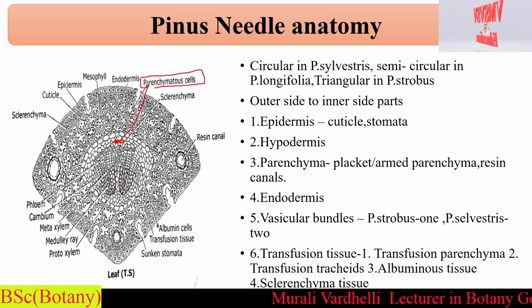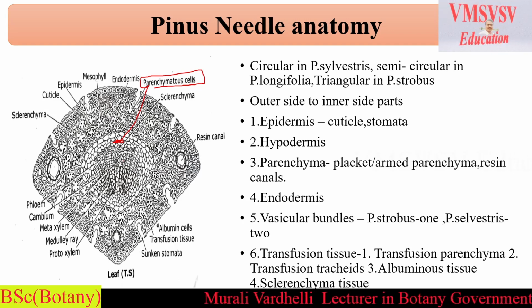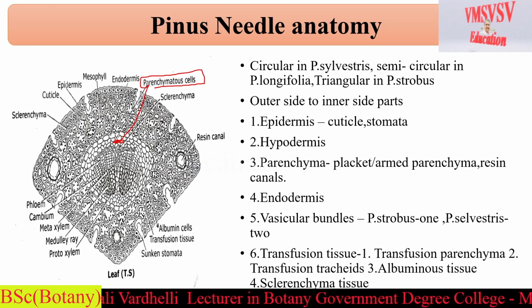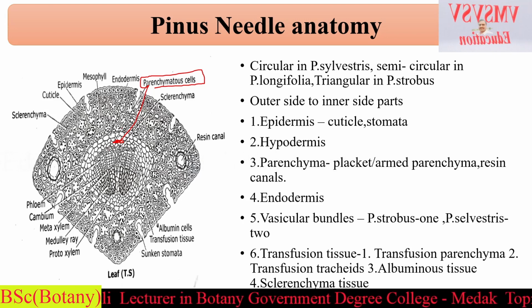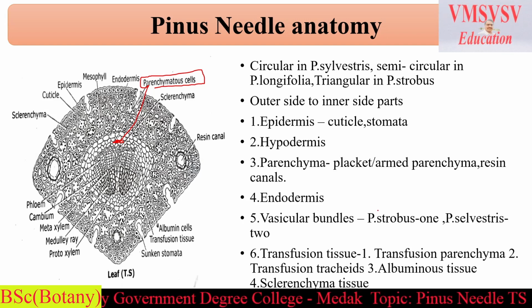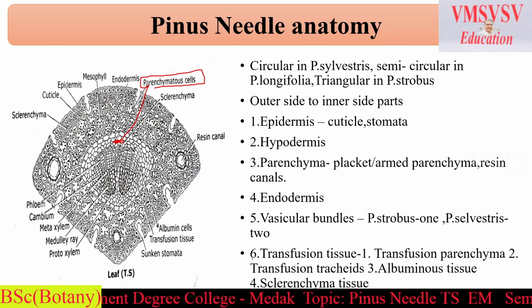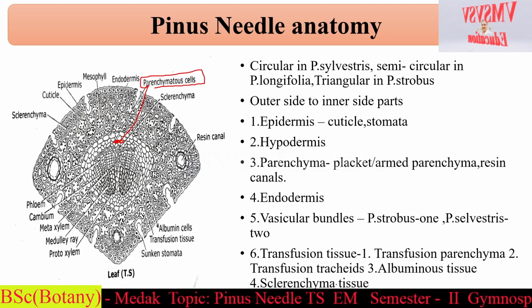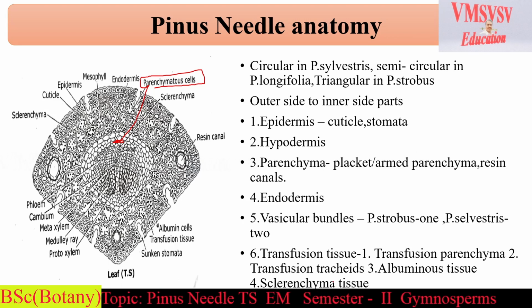Okay, this parenchymatous tissue in between the vascular bundles and the mesophyll is useful to transport the food material from vascular bundles to mesophyll. That parenchymatous tissue is called transfusion parenchyma. Next, the second one is the transfusion tracheids.